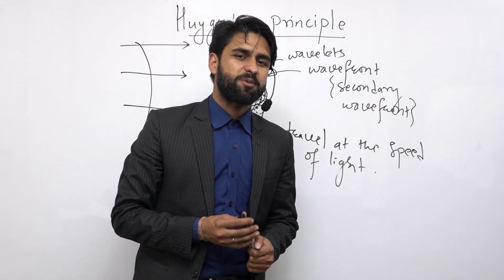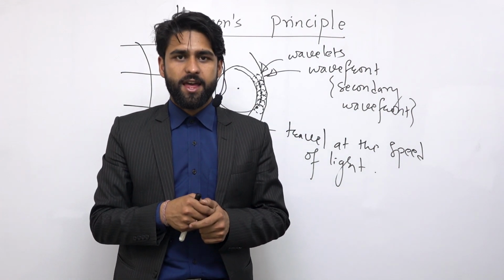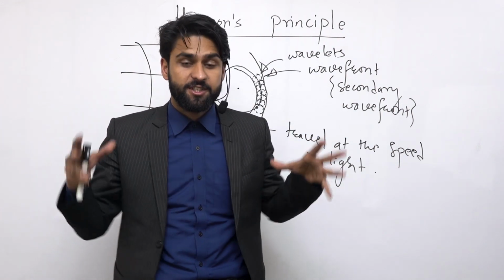So what does Huygens principle basically say is, the first thing, we've got the source, point source, and the disturbance are passed.